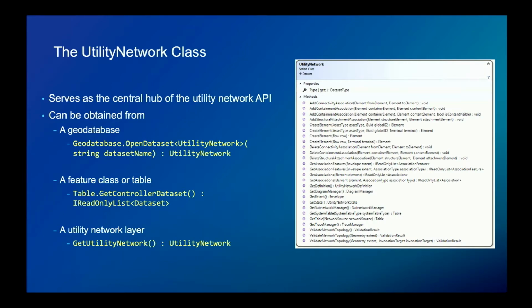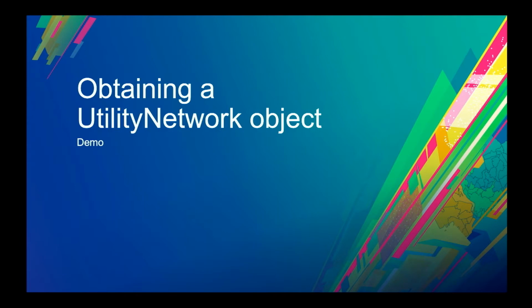And again, this is kind of the central hub. If you have a feature class or a table, you can call getControllerDataset on it, and that will also give you the utility network. And the other thing you can do is get it from the utility network layer itself. I think with that, we'll actually show you what that looks like in the real world.